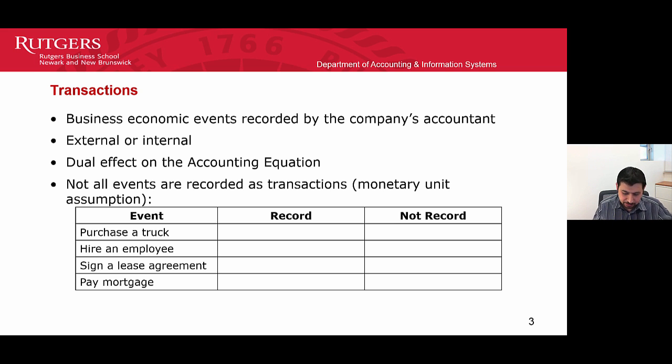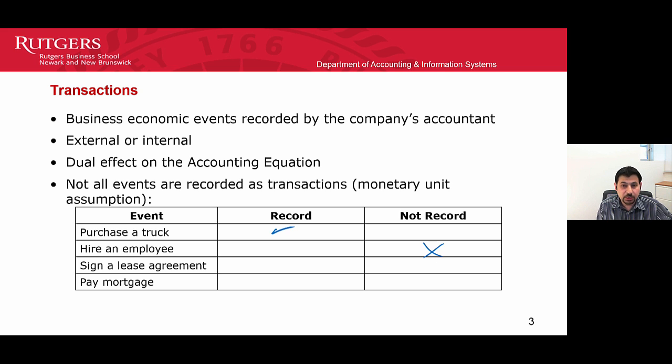So let's take those for example. Those are events. For example, if we purchase a truck, do we record it or not? Well, purchasing a truck will increase equipment and, if we buy it for cash, it will decrease cash. So it does affect the accounts, and in this case, we record it. Now, when we hire an employee, we do not record it.